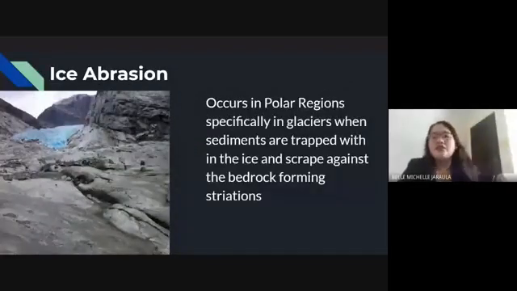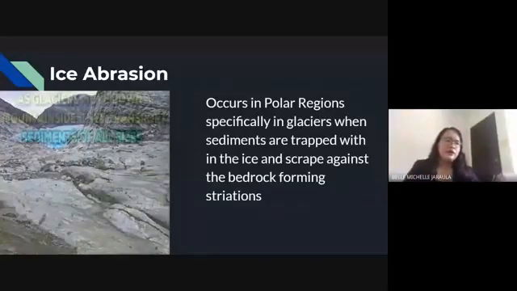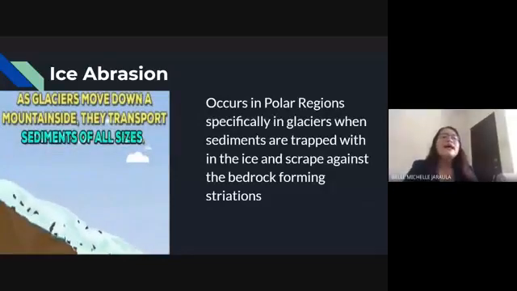Next one is ice abrasion. This occurs in polar regions, specifically in glaciers, when sediments are trapped in the ice and scrape against the bedrock, forming striations. Ice can trap a lot of things. That's why when it breaks down, it brings those trapped things, and when they collide with rocks, the rock is abraded. Same as the previous ones, the rock in its path breaks. That is what ice abrasion means. We cannot really see ice abrasion here in the Philippines. We are located near the equator. This can only occur in the polar regions. As glaciers move down a mountain slope, they transport sediments of all sizes.